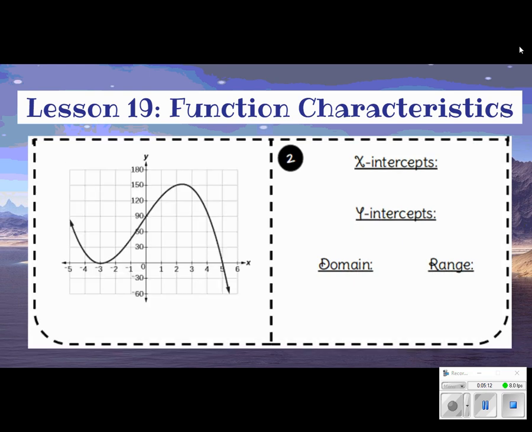So here's another x-intercept, y-intercept. So why don't you pause the video and try problem number 2.